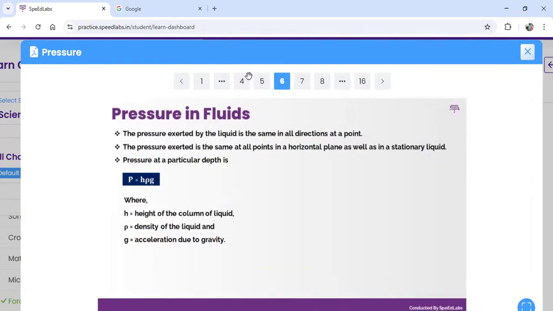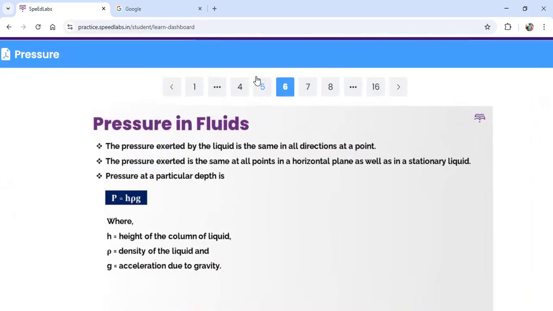Pressure in a fluid. Yes, important, children. The pressure exerted by a fluid is the same in all directions at a point. You can see here, children. The pressure exerted is the same at all points in the horizontal plane in a stationary fluid. Pressure at a particular depth: P is equal to what? h times rho times g. This is the formula for finding the pressure, where h is the height of the column of the liquid, rho is the density of the liquid, and g is the acceleration due to gravity.